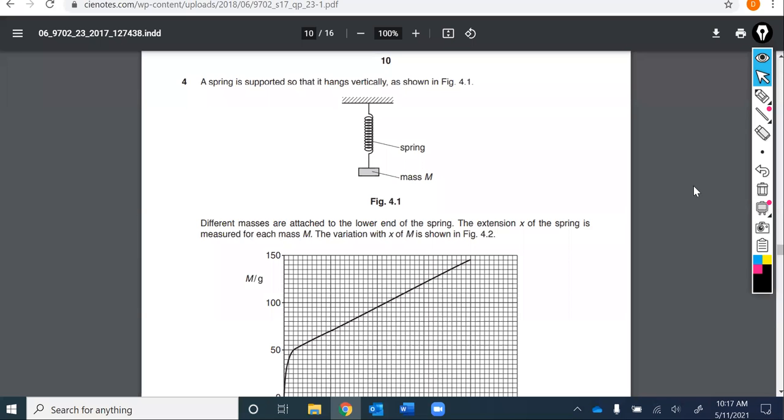All right. Here we'll be looking at question 4, which reads, a spring is supported so that it hangs vertically, as shown in figure 4.1. Let's see. I wonder whether, oh, they've labeled it, thankfully. So now we know this is the spring, and this here is the mass M.